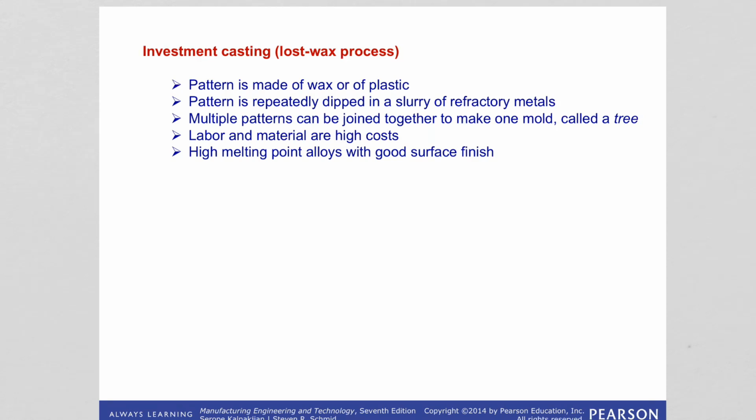So after we make the pattern, the pattern is dipped in a slurry, again of refractory material. And you can join multiple patterns like in the previous technique, and this is called a tree. So this technique requires labor and material. They are high cost, but you can cast high melting point alloys with a good surface finish.